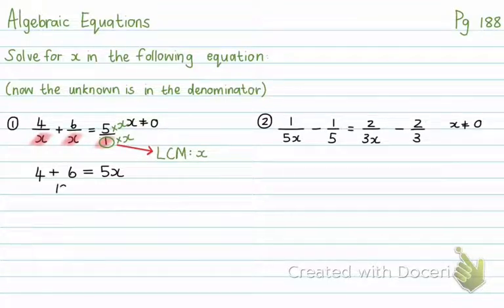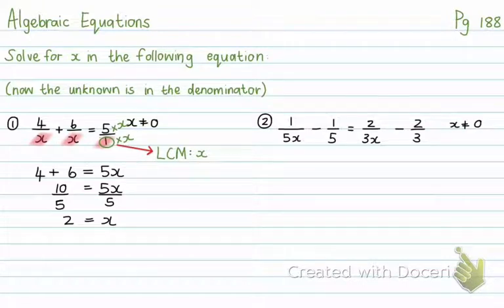4 plus 6 is 10, equals 5x, and now to get rid of the 5, I just divide by 5 on both sides. So then x will be equal to 10 divided by 5, which is 2. Easy, right? Okay, let's look at the second example.